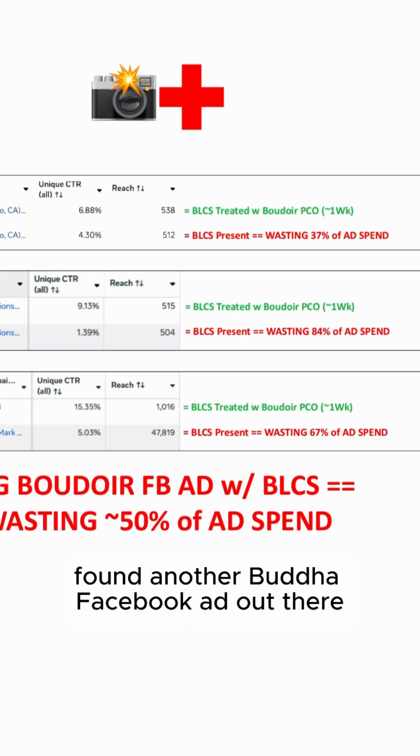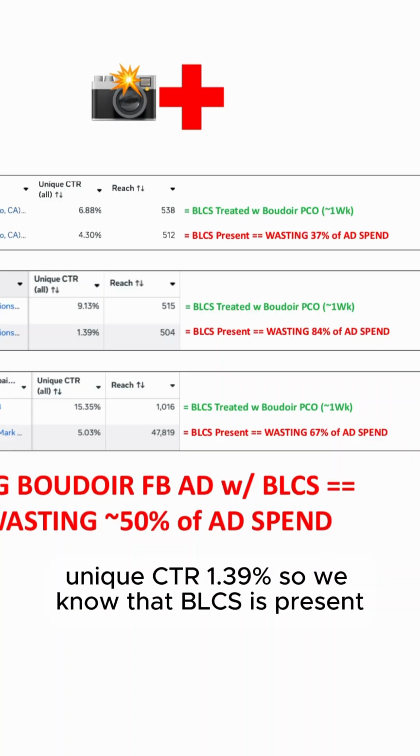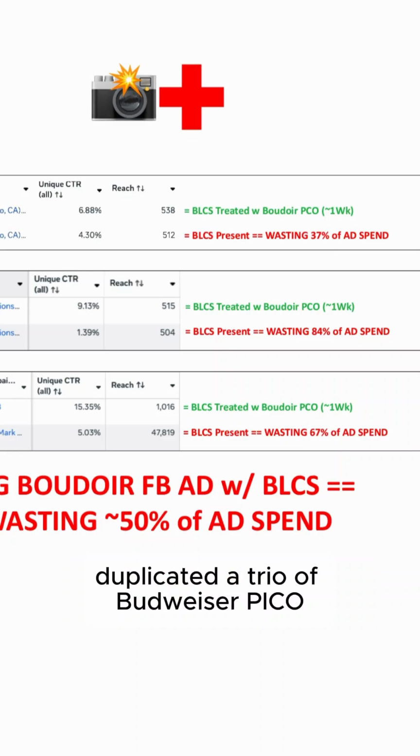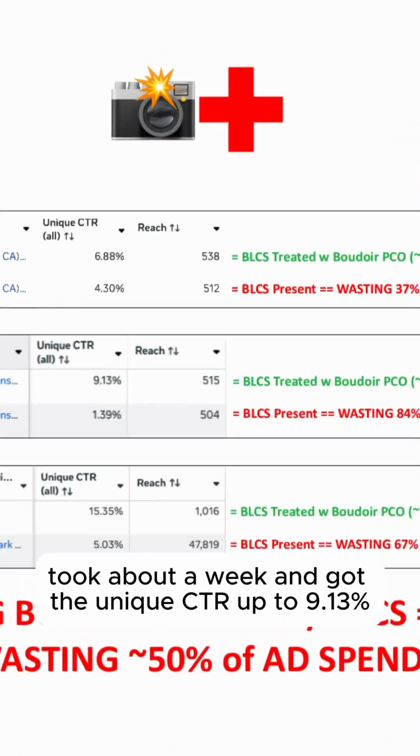Second part of my residency, found another boudoir Facebook ad out there. Unique CTR 1.39%. Unique CTR under 6%. We know that BLCS is present. We duplicated it, treated it with boudoir Pico, took about a week, and got the unique CTR up to 9.13%.